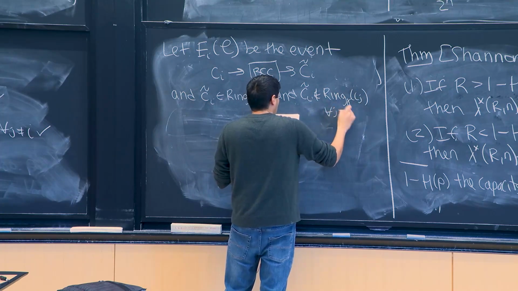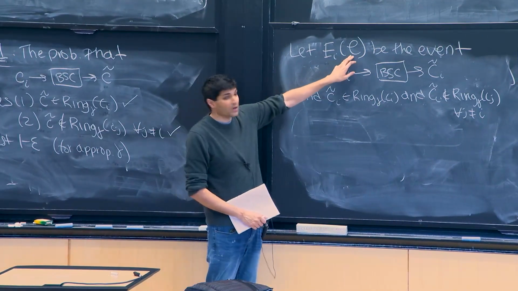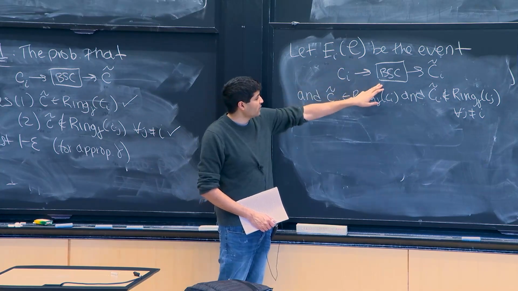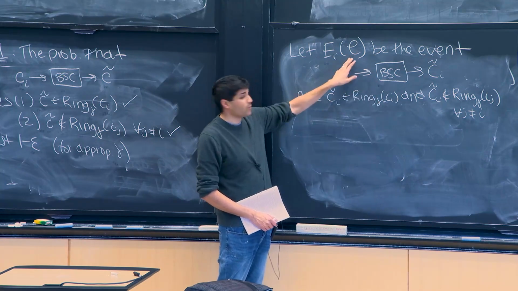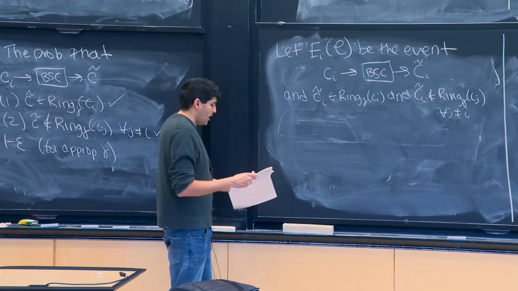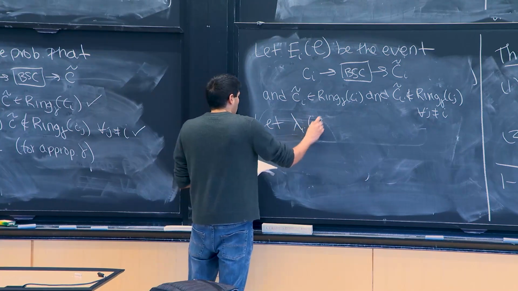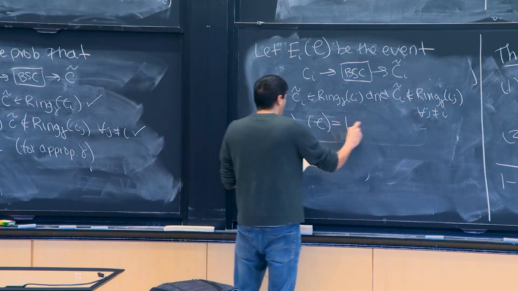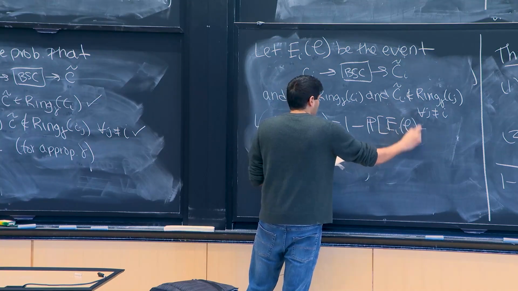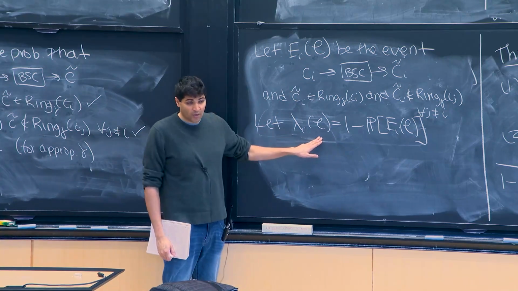And this is true for all j not equal to i. So notice that this event now is a property of the actual codebook, too, right? It's a property of what errors the channel introduces and a property of the choice of the codebook. And what we're finally going to do is let lambda i of C denote 1 minus the probability that this event happens. So it's really the probability that there's a decoding failure.